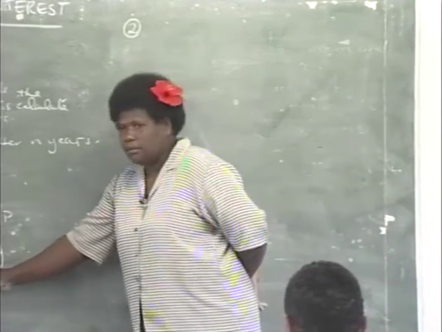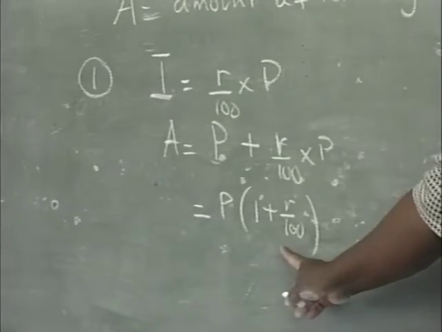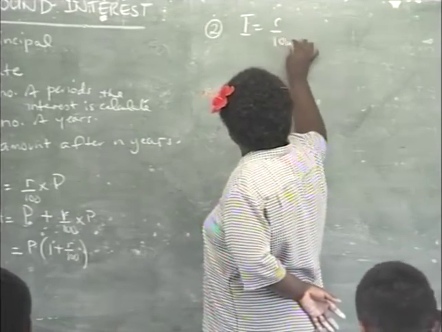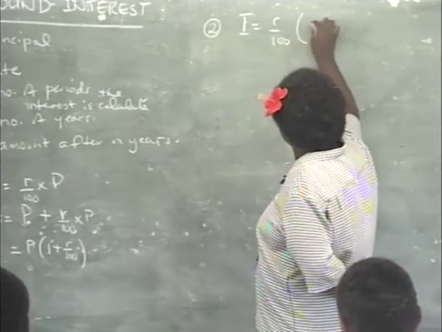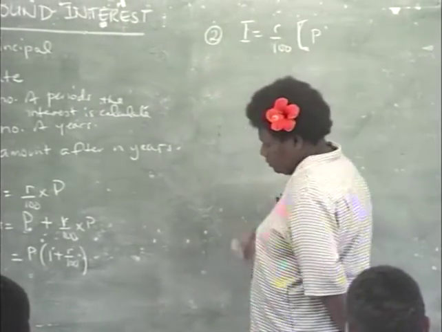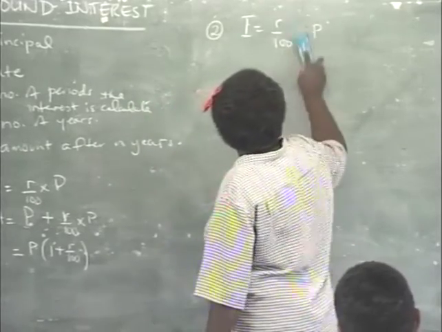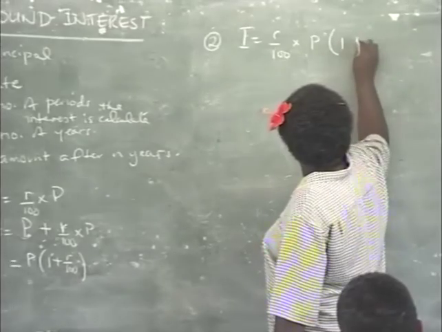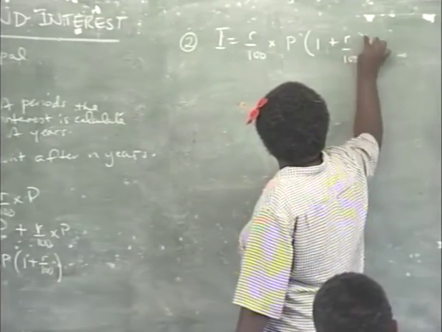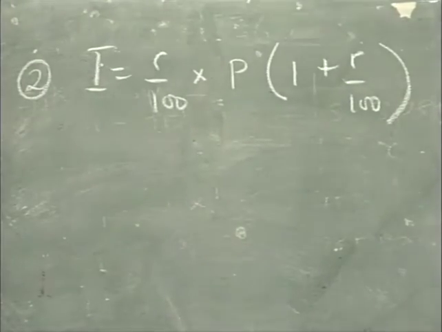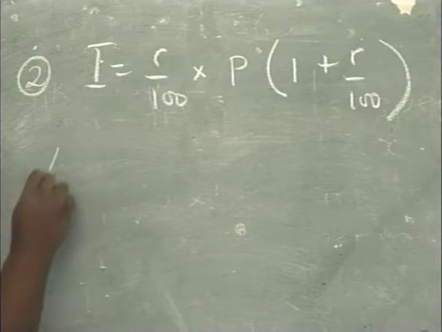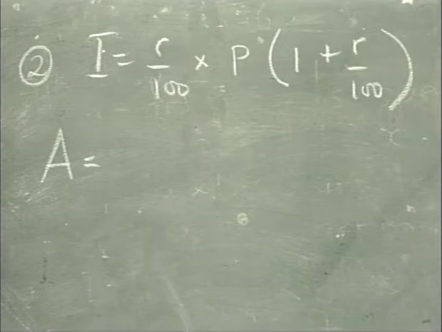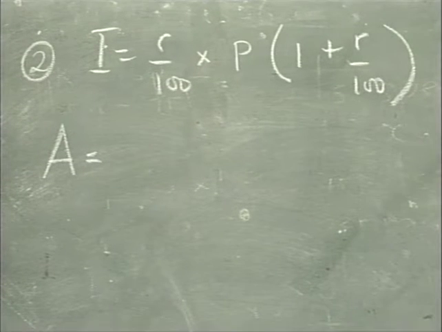It's P times 1 plus R over 100. That's the new amount of money. So the interest in the second year is going to be R% of P times 1 plus R over 100. Okay, I want the amount. The amount is the principal the year before plus the interest. Are you still with me?